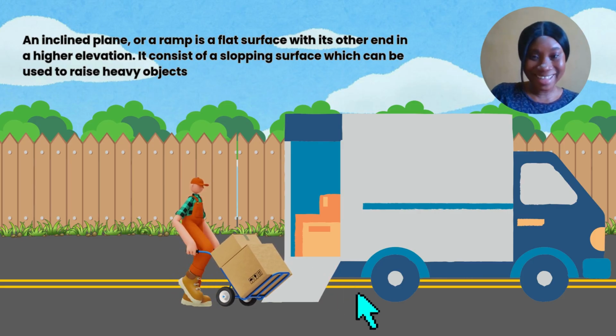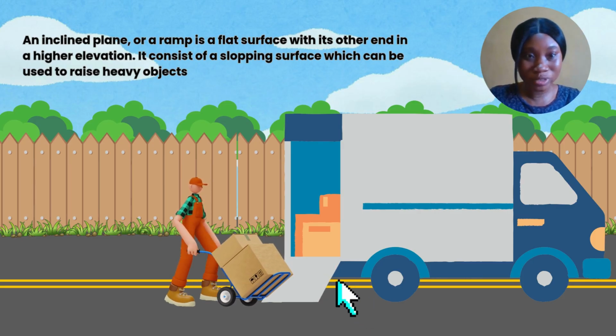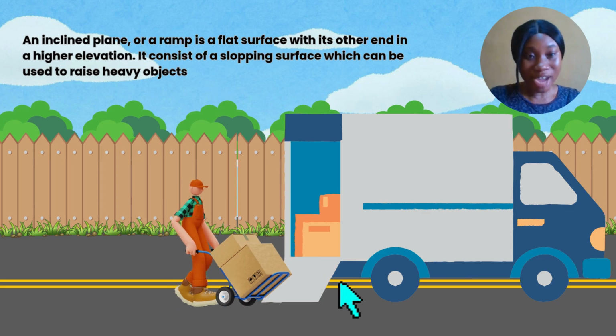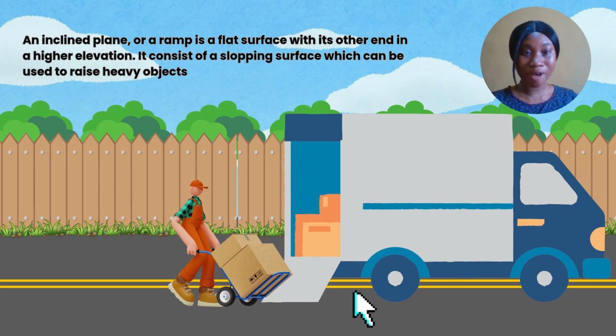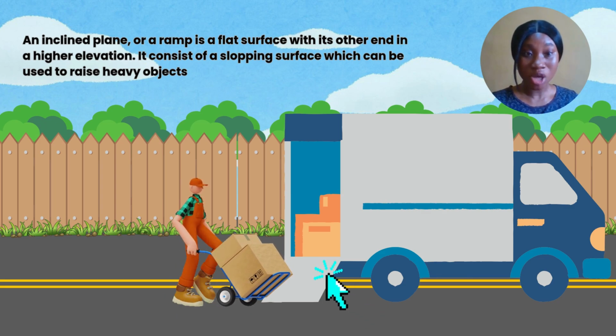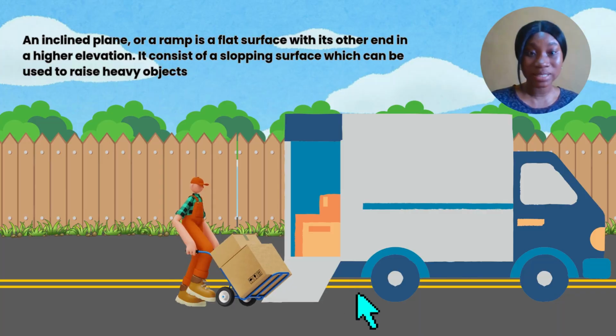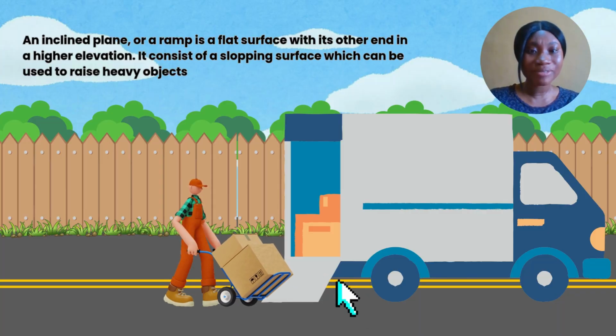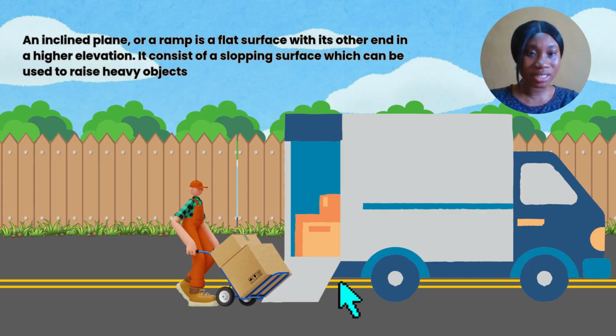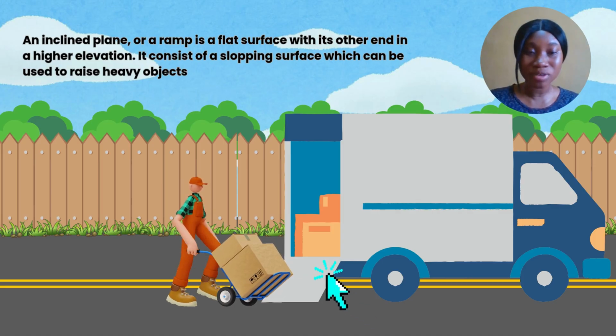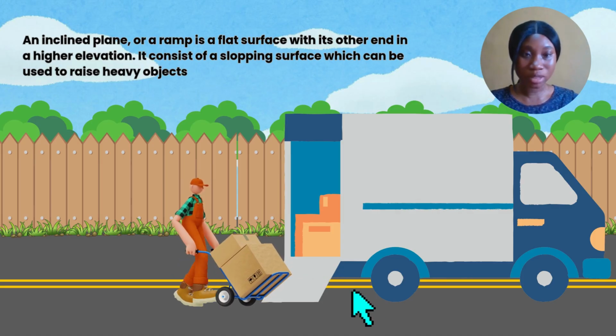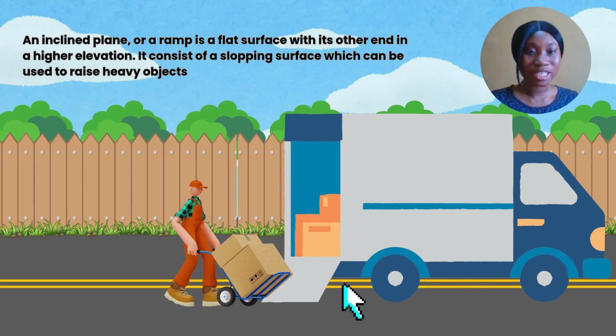You can see this guy here that is trying to push this load. Okay, he's trying to make it easier for himself to transport these luggages or those boxes into this vehicle. So you can observe that this vehicle has a flat surface, one part that is resting on the edge of the vehicle, and the other side touching the ground. That is what an inclined plane or a ramp looks like. So that thing that is coming out of the vehicle is called a ramp.